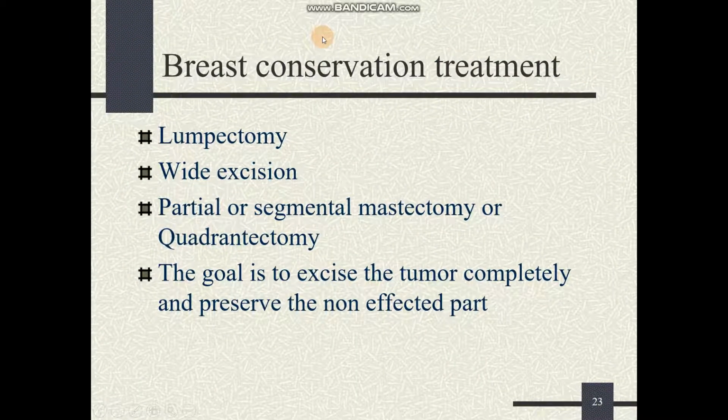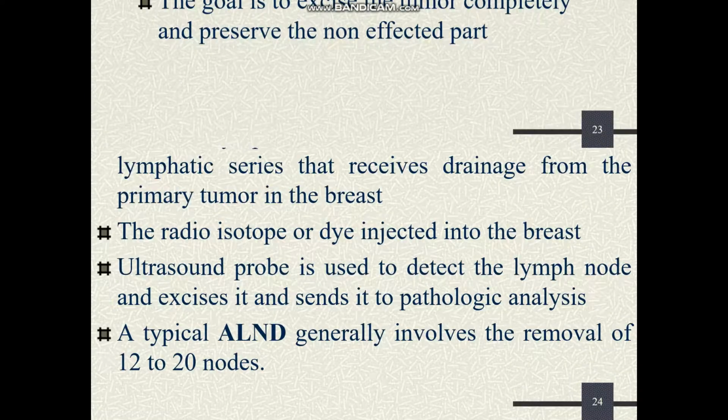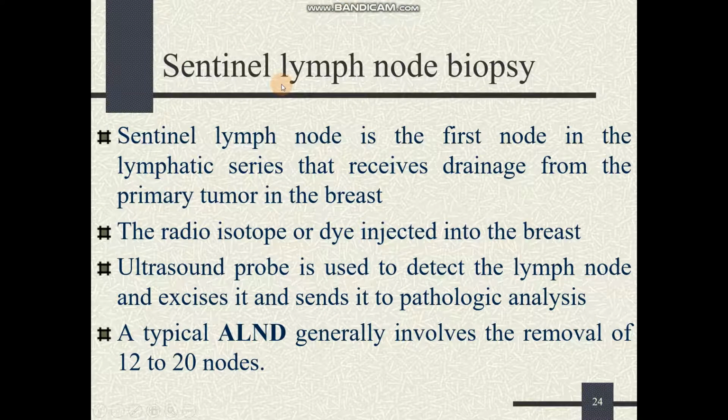Other types of surgeries are breast conservation treatment. Here the main goal is to preserve the non-affected part of the breast. For that we can do a lumpectomy. In this only a lump is removed. Wide excision, otherwise partial, segmental or quadrantectomy can be done. Next comes the sentinel lymph node biopsy and axillary lymph node dissection. This can come as a differentiate question.